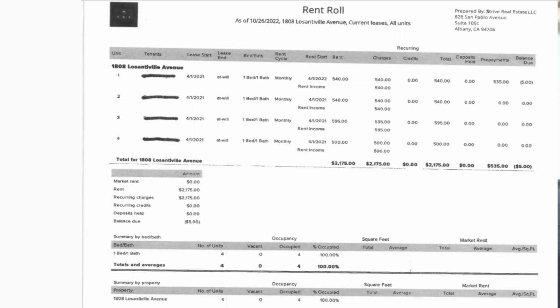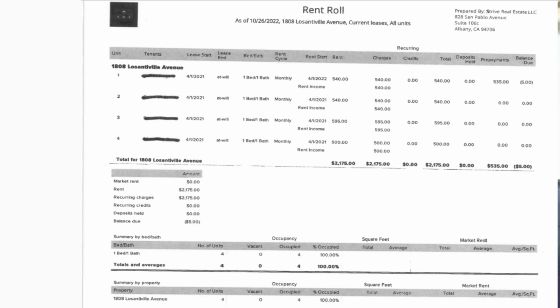So for this particular property, this one is located in Cincinnati, 1808 Lasantiville. Right at the top, you'll see the date as of, because I ran it today. And then the property address is going to identify all of your current leases and all of your units in this property. It starts with the unit number, which is important. You want to identify the unit number and know who is actually living in that unit.